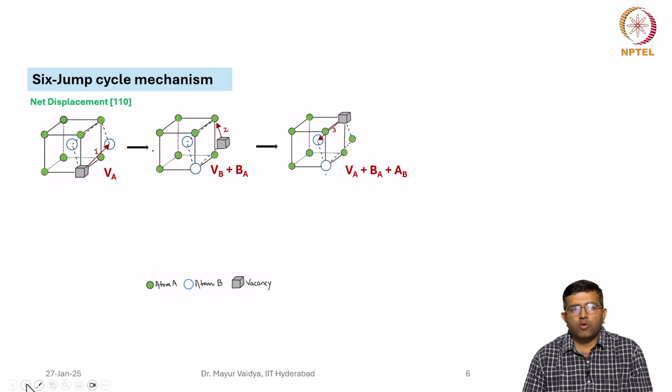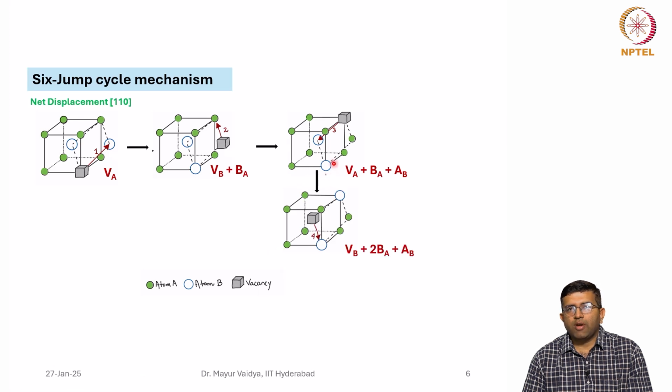In the third jump, the vacancy exchanges its position with this B atom. In that scenario, the vacancy will come to this B sublattice. So, that is why you now have VB. Now both the B atoms are on the A sublattice. So, you have two anti-site defects on the A sublattice, plus there is one A atom on the B sublattice. So, this is a highly disordered state.